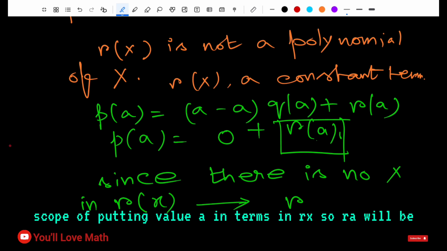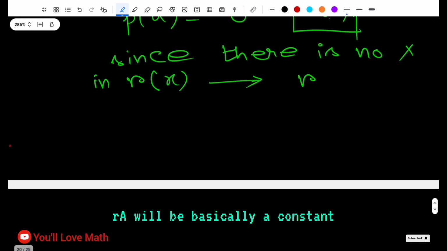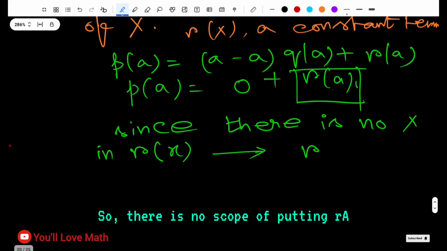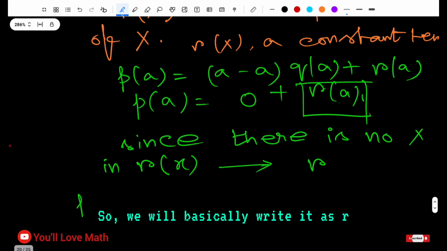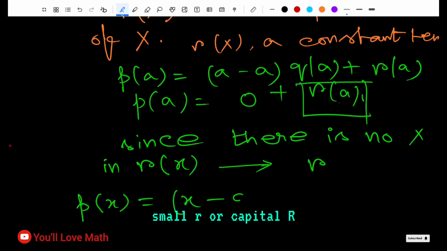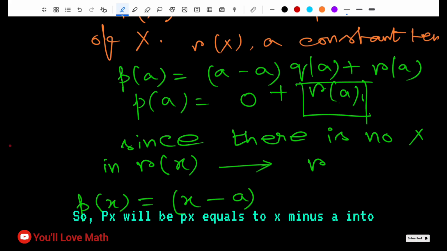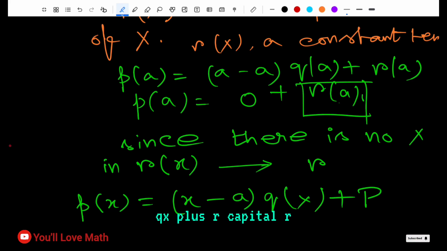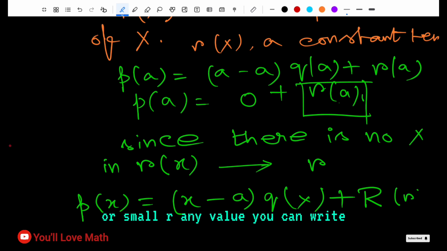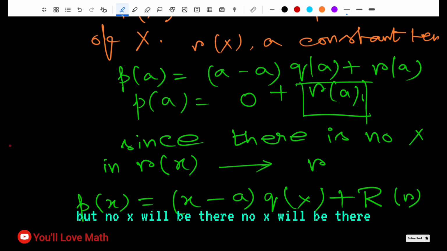So r will basically be a constant, so there is no scope of putting r of a. We will basically write it as r, smaller or capital R. So we express it as we are stating, and the doubt will be cleared here. So p(x) equals (x minus a) into q(x) plus r, capital R or small r. Any value you can write, but no x will be there.